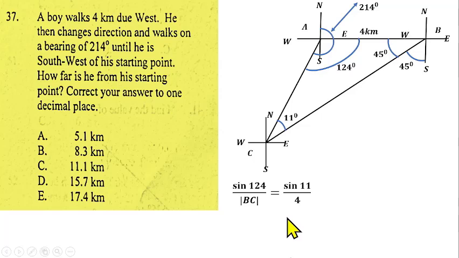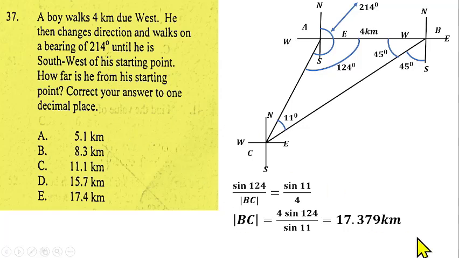From there we can cross multiply. If you cross multiply, we have 4 sine 124 equals BC times sine 11. Now we divide both sides by sine 11. That gives us BC equal to 4 sine 124 over sine 11. If you simplify that with your calculator, we have 17.379 kilometers, which to one decimal place is 17.4 kilometers. That makes option E the right answer for question number 37.